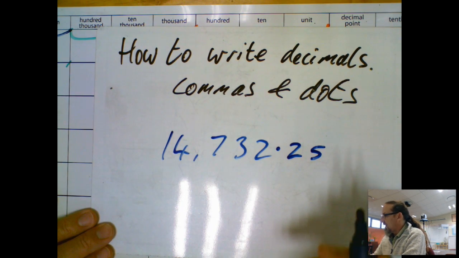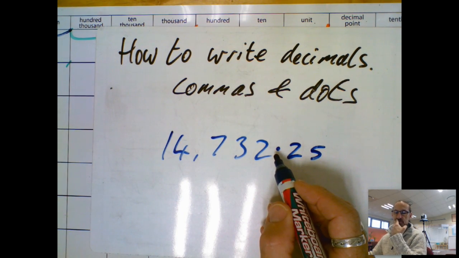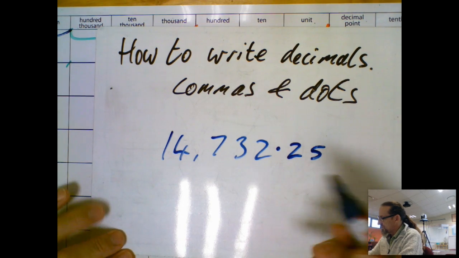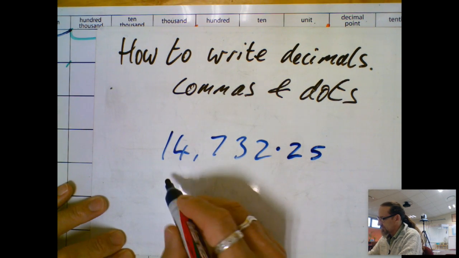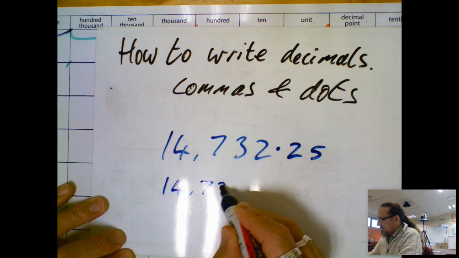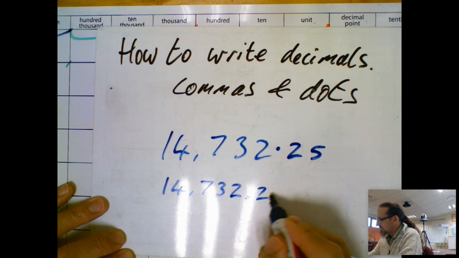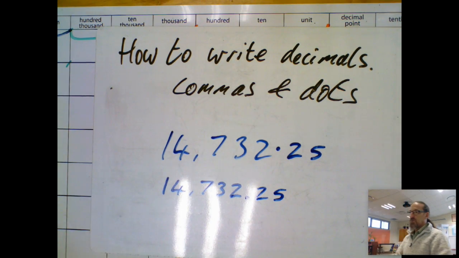However, when you've got a keyboard and you're trying to tap it in, there's actually no decimal point, but there's a full stop. So we can use a full stop instead. So that's why I put dots here, because the full stop is a dot. So if you typed it, it would look like 14,732.25, okay, when you type it.